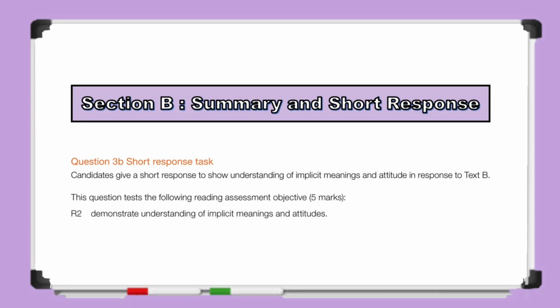According to the syllabus, question 3b is the short response task. In this question, you are required to write a short response based on text B to show your understanding of the writer's implicit meanings and attitudes. This means the examiner is not only checking whether you understand the information in the passage, but also whether you can understand ideas that are suggested rather than directly stated.